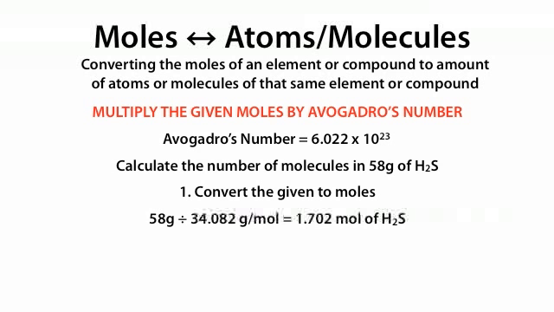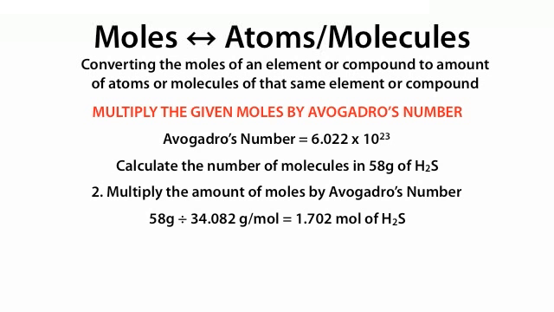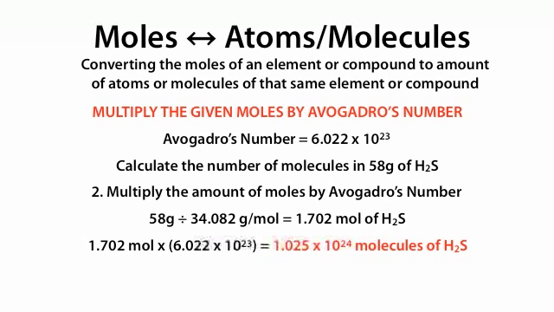So I'm just taking the given grams, dividing by the formula or molar mass of H2S, which I've calculated to be 34.082 grams per mole, and we get 1.702 moles of H2S. Step 2. Multiply the amount of moles by Avogadro's number. Avogadro's number is 6.022 times 10 to the 23rd. So we multiply 1.702 times 6.022 times 10 to the 23rd, and we get 1.025 times 10 to the 24th molecules of H2S.